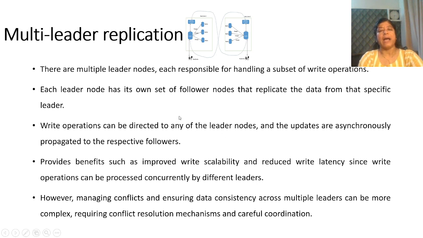So here, as we have seen earlier, in the multi-leader replication, there are multiple leader nodes. Each is responsible for handling a subset of write operations. Each leader node will have its own set of follower nodes. These are the follower nodes for a particular leader, and these follower nodes are used for replicating the data from that specific leader. The write operations can be directed to any of the leader nodes, and the updates are asynchronously propagated to the respective followers.